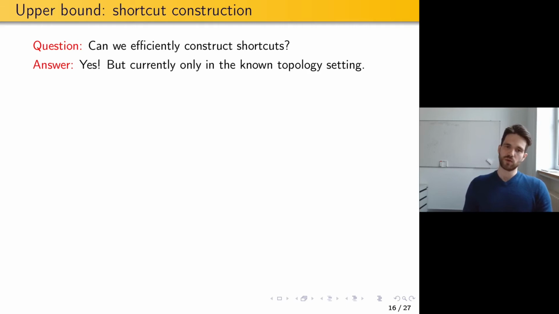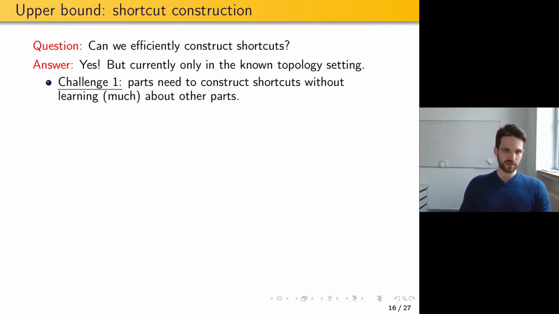But currently, we only know how to do this in the known topology setting, and this is why we need the known topology assumption for the upper bound. The question, however, is far from easy, because you can think about it in the following way. The challenge is that different parts of the graph need to communicate internally amongst themselves without knowing what the other parts of the graph are. So one part needs to communicate without knowing what other demands for communication are in the graph.